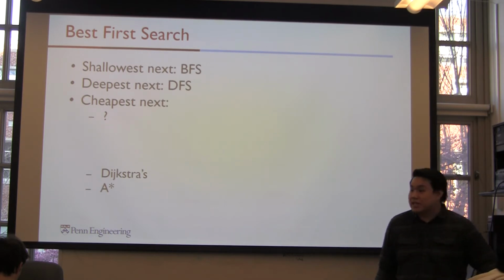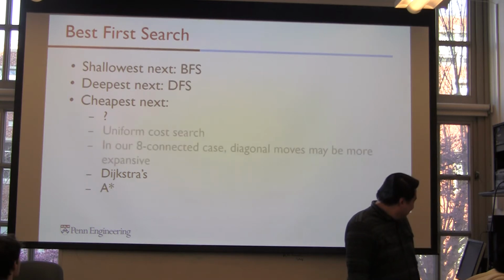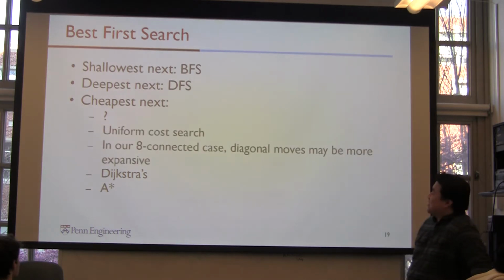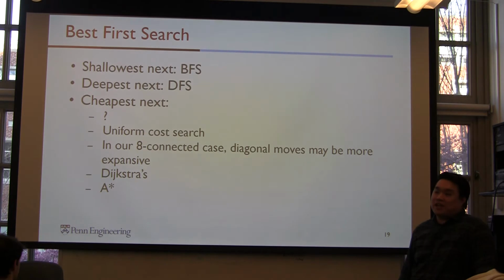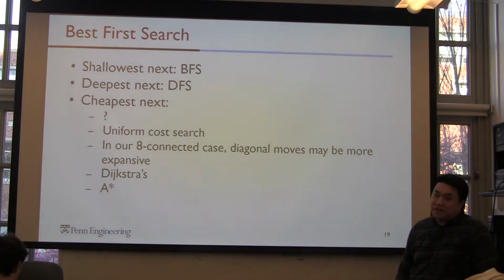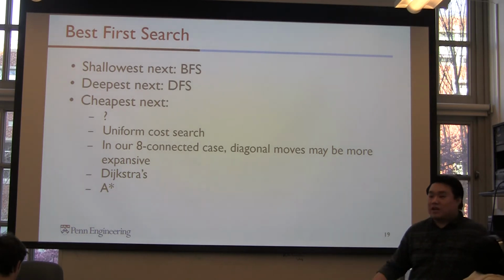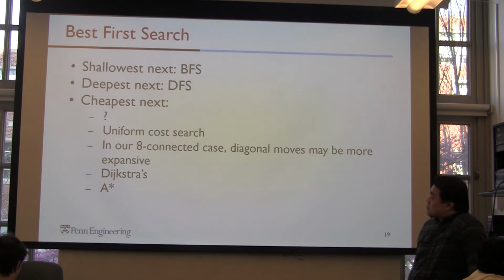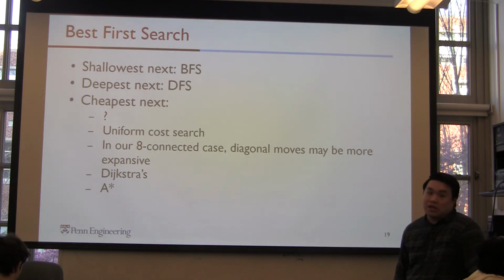What about cheapest next? All right. So basically you have these. For example, uniform cost search. That means every single action has the same cost. It's kind of similar to BFS and DFS. Or this is basically without any heuristics. You're just doing all directions. So also there's Dijkstra's and A-star, which we'll talk about next.